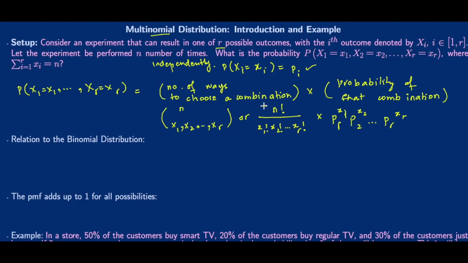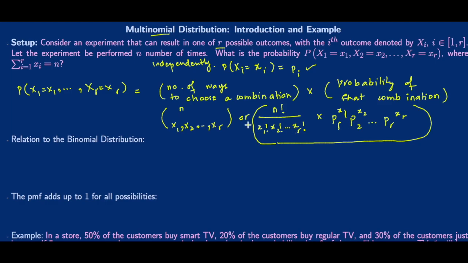This is known as the multinomial distribution. We have multiple variables. What is the degrees of freedom? It is r minus 1, because we can choose any r minus 1 of the x's independently, and the last one will just be n minus the sum.